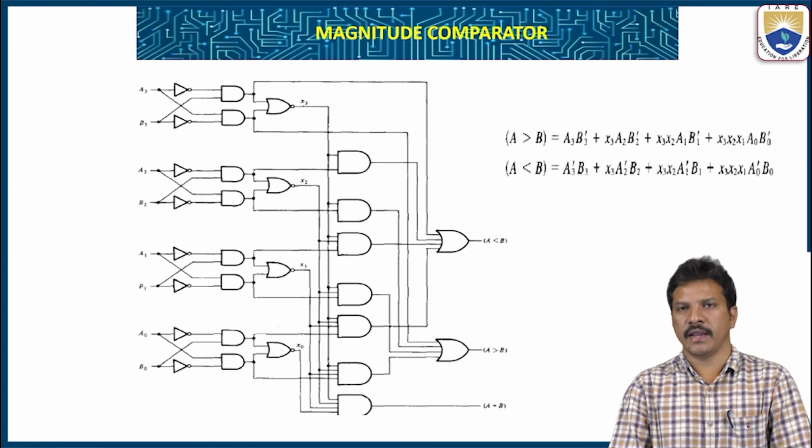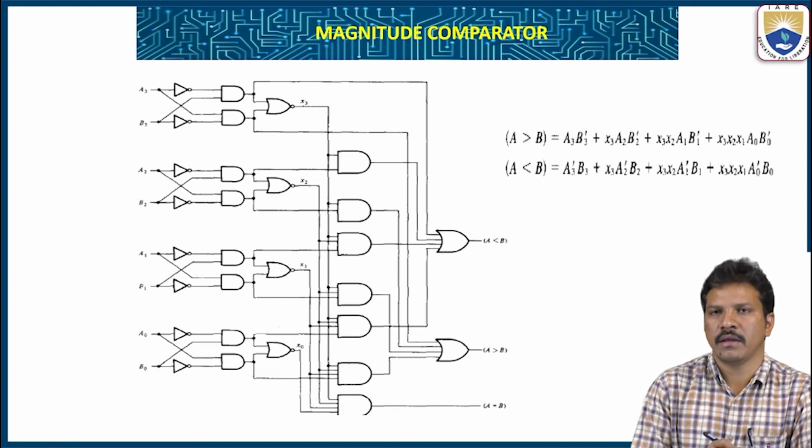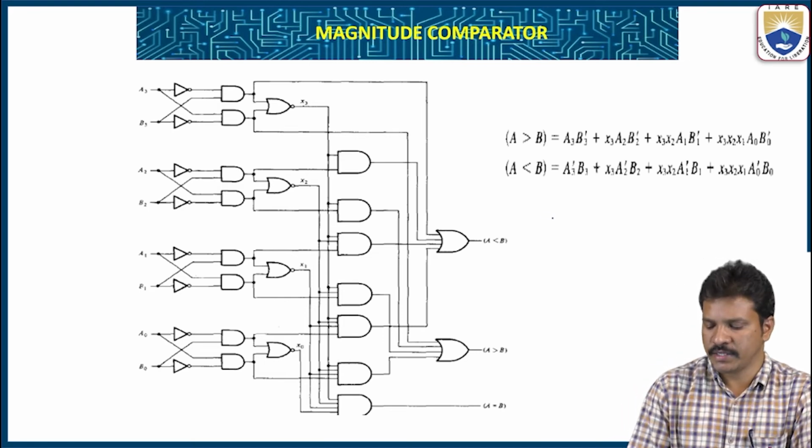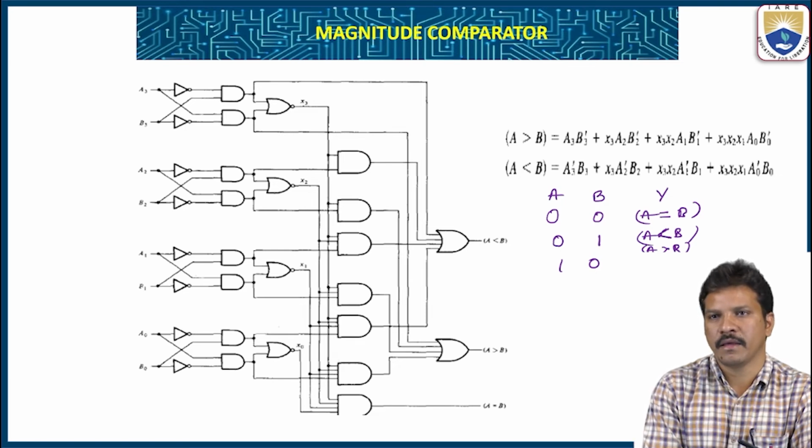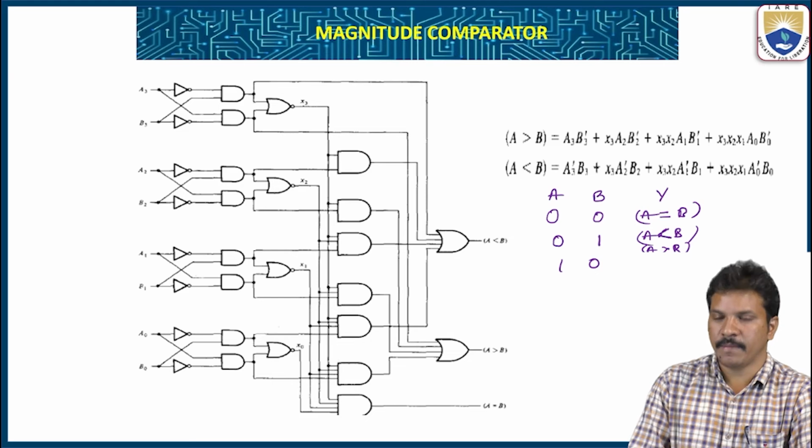Next, magnitude comparator. In order to compare only 2 bits, for example a single bit comparator: if A0 and B0 are both 0, then we call the output equal. If A is 0 and B is 1, A is less than B. A equal B, these are the outputs. And for 1 0 we can use A greater than B.